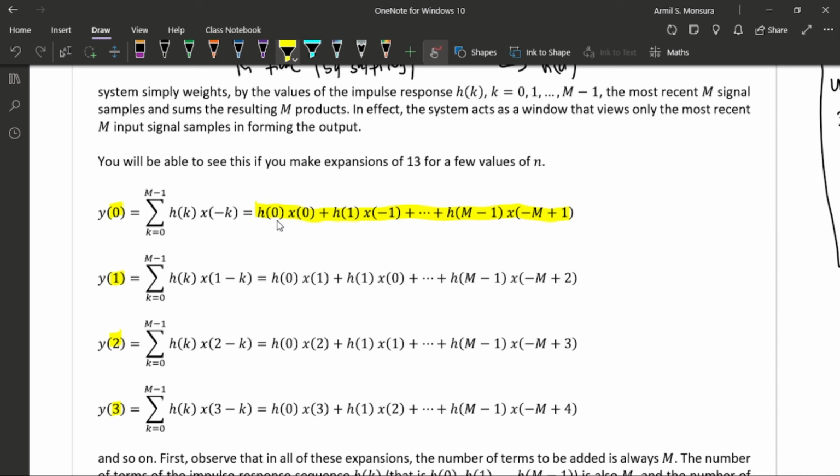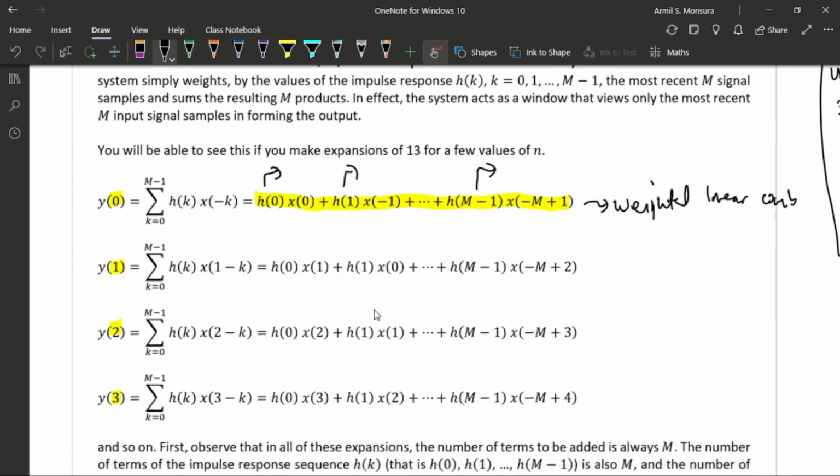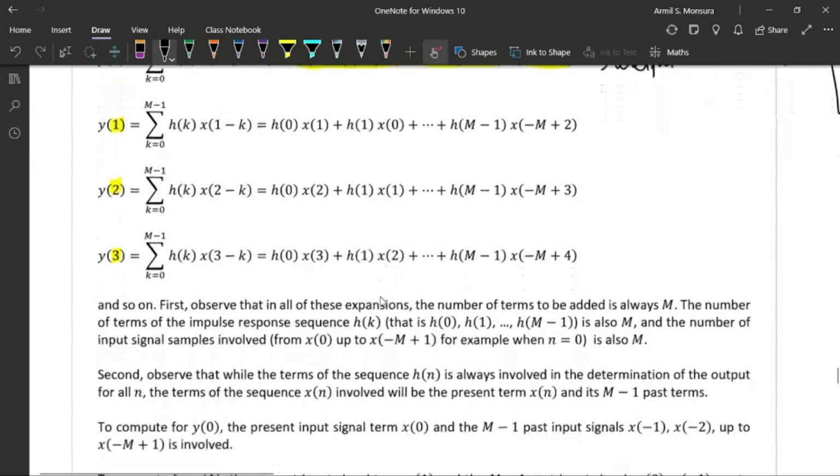Yung h0, x0, h1, x of negative 1, and up to this, those are the terms of your product sequence. Pag inadd nyo lahat ng terms ng product sequence na yon, you now have your weighted linear combination. At ano yung weight niyo? Yung weight ninyo itong xn. These are the weights. So you do that for all n's, so that you can generate all values of your output sequence.